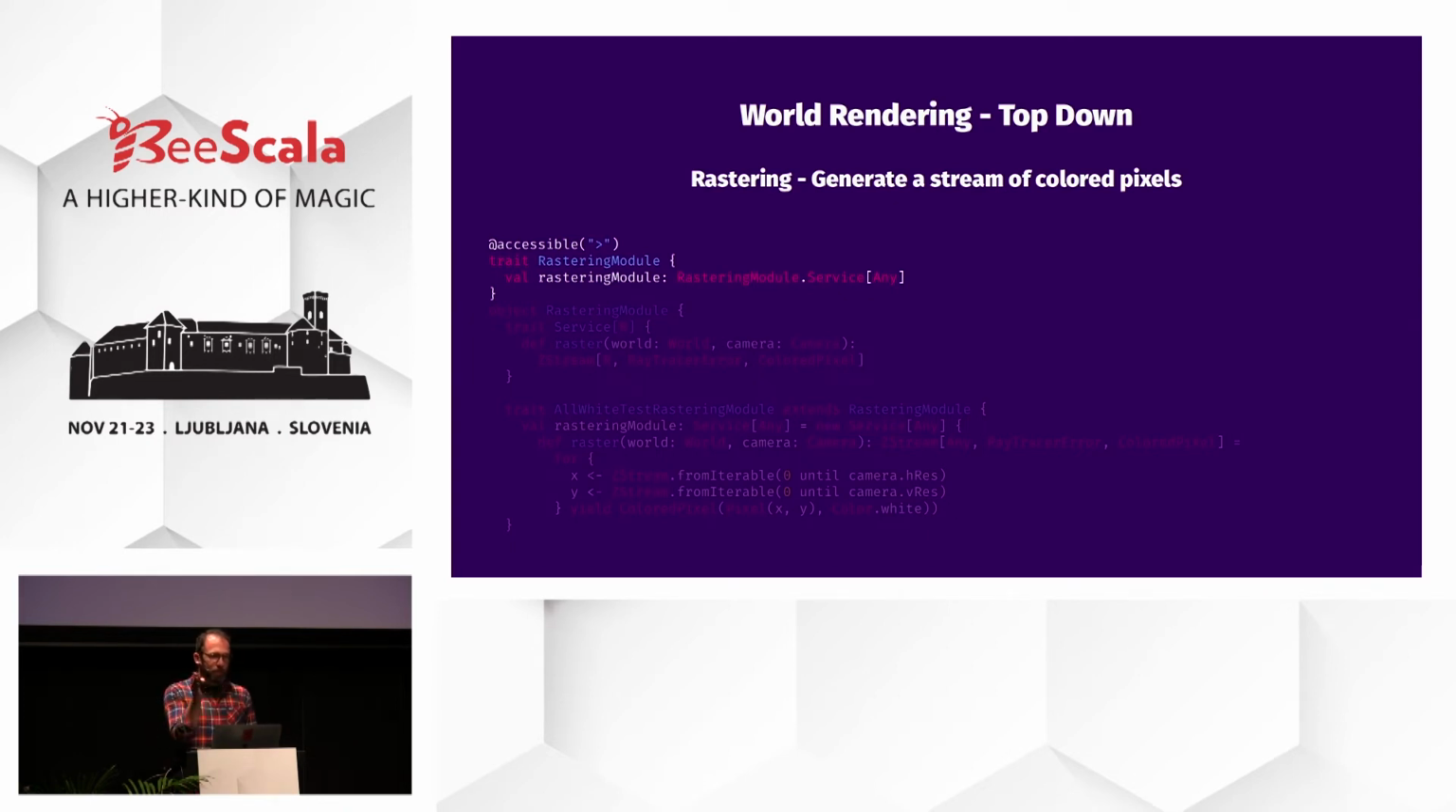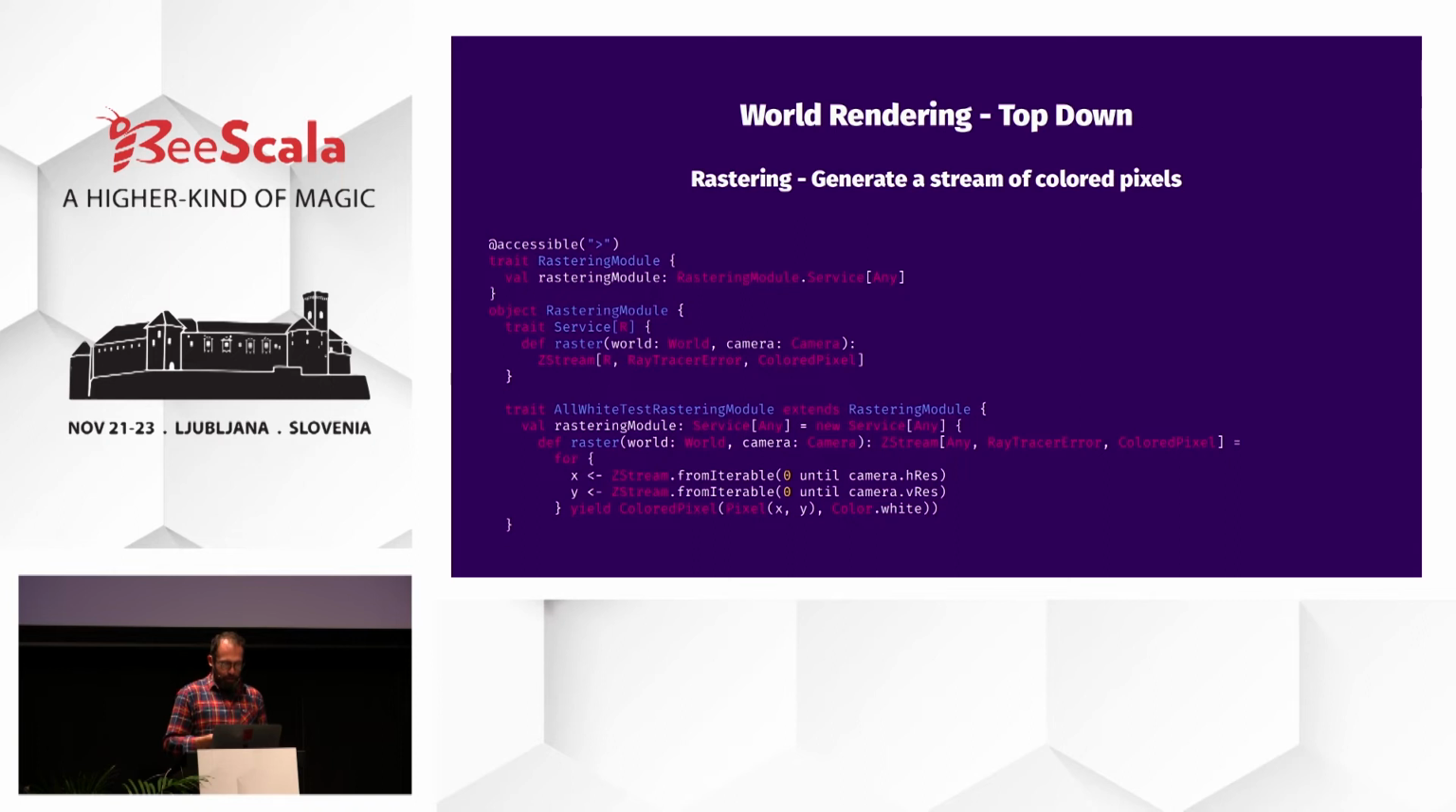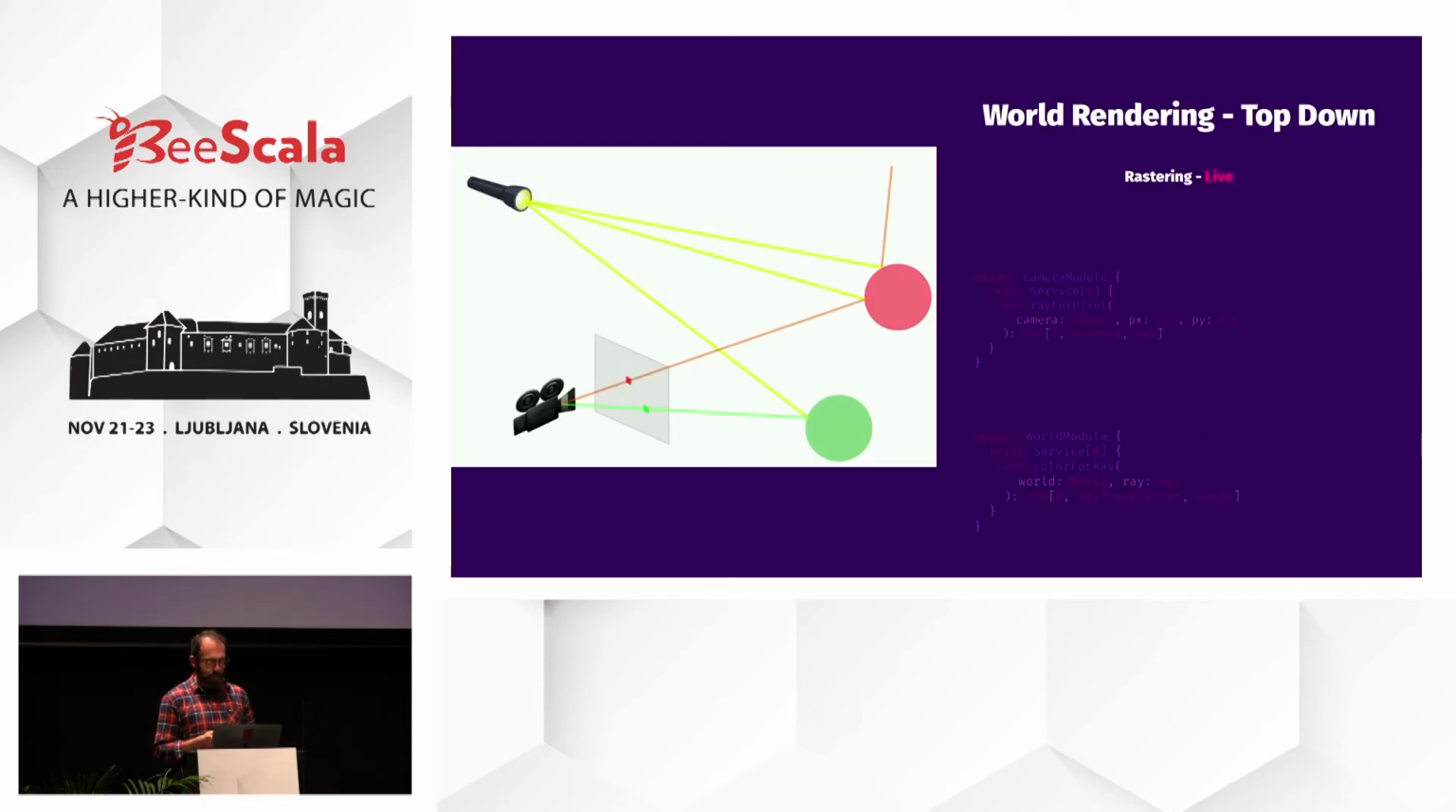Now, let's see how we can build the image that we were looking at. So we need to go through the pixels of our camera and produce essentially one color per pixel. So we define one module that is responsible for this. This module has a raster method that, given a world and given a camera, will give us the stream of the colored pixels that represent the world as seen from that camera. For example, this is a dummy implementation of our module that would just always produce a white canvas. But how do we produce then a live view of the world?